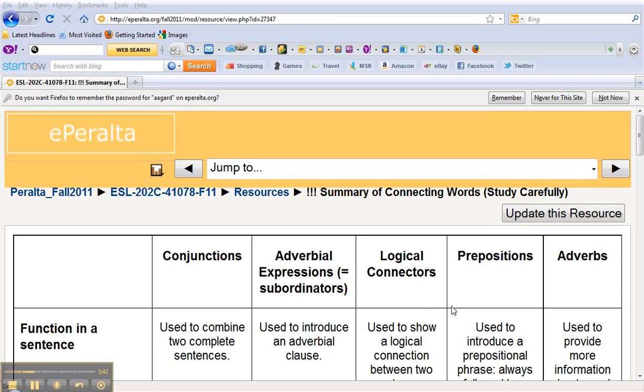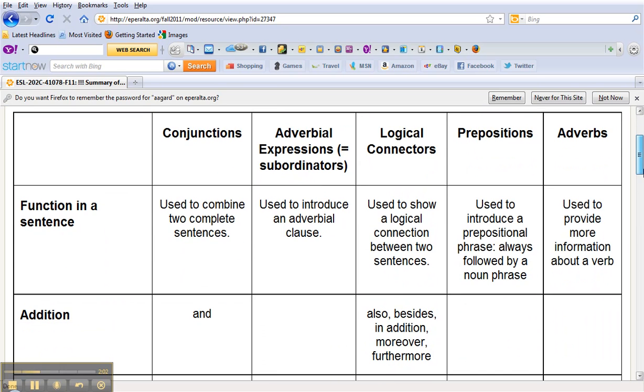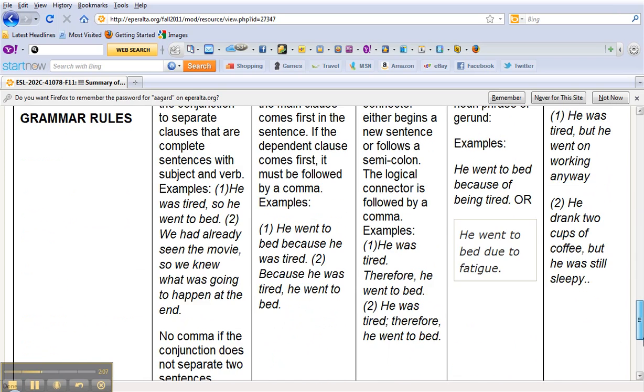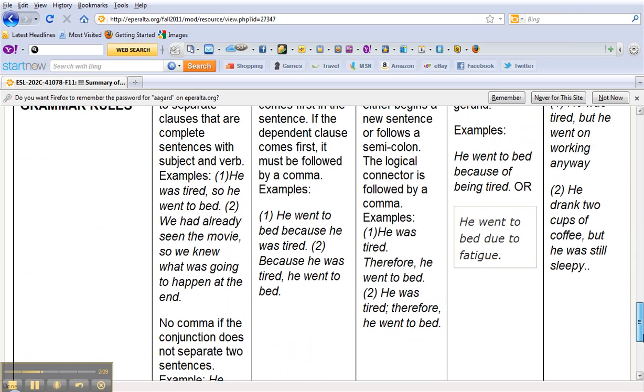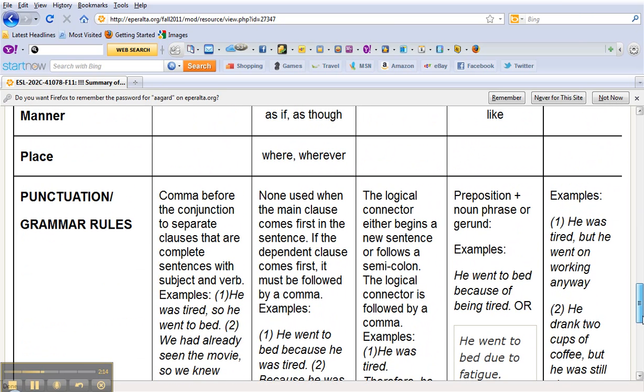Unfortunately, different grammar teachers and different grammar books keep using different terms. Then I've put in prepositions because sometimes that confuses people. And I've put in some adverbs that I probably won't talk about right now. Okay. The important thing to realize is that each of these categories has different grammar and punctuation rules, and you want to be very careful to study these.